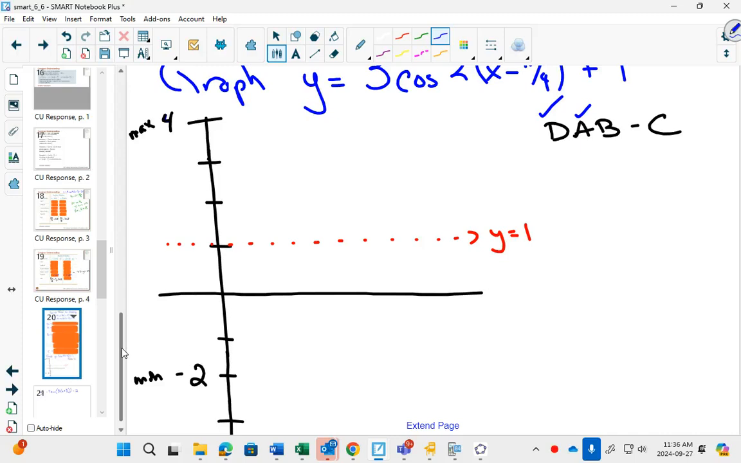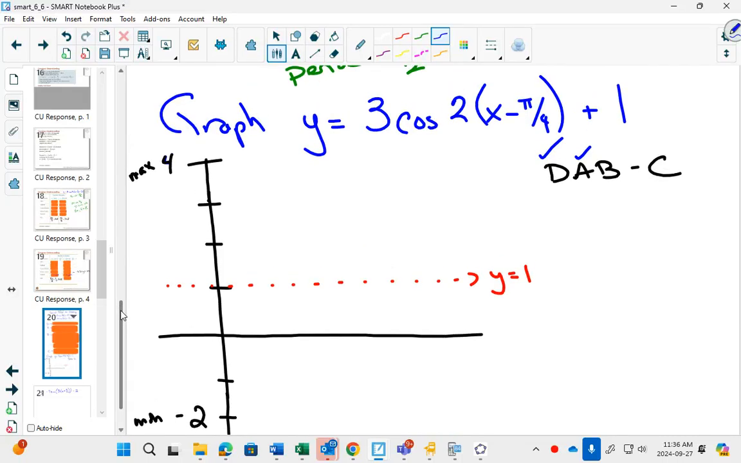Next is the B value. Yes? Is the amplitude the A? The amplitude is the A value. The A value is 3. So I go from my center line, I count up 3 units to get a maximum of 4, down 3 units to get a minimum of -2.